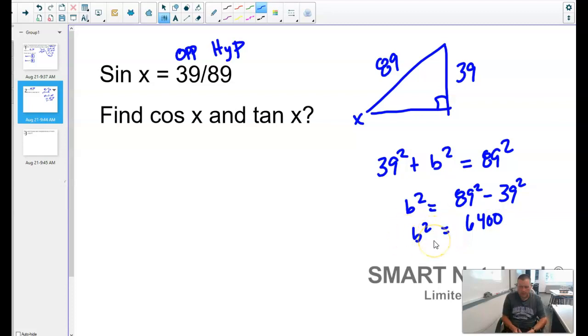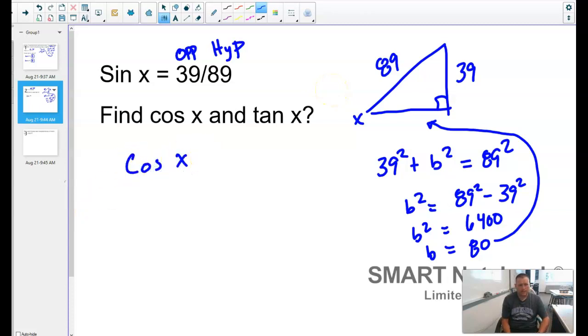So I'm going to square root that now. And the square root of 6,400 is 80. So this would be b was equal to 80. So that's what my adjacent side is now. And I can find my cosine.